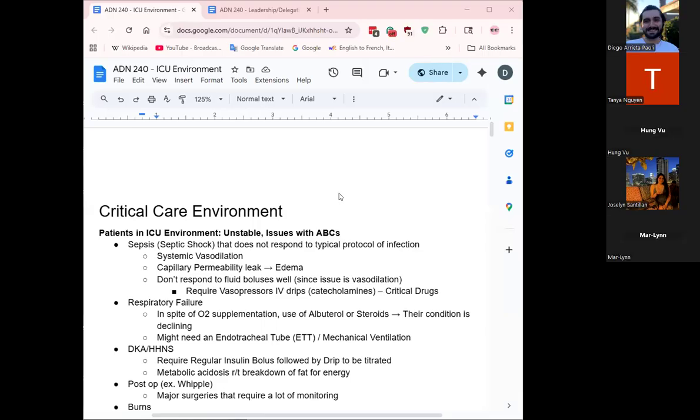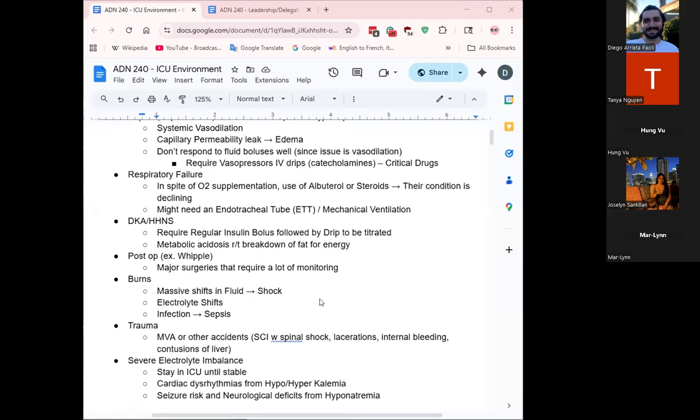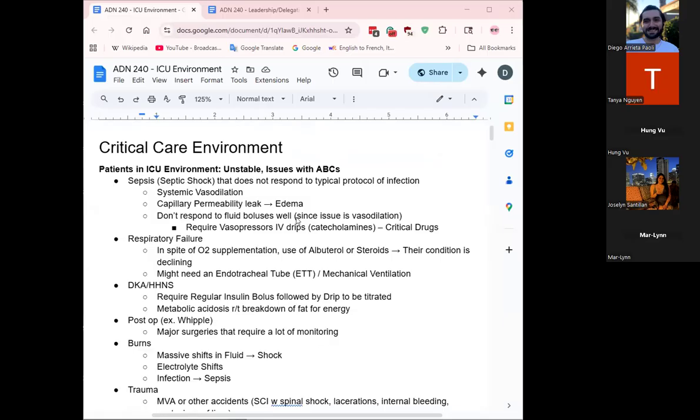Okay, so with the ICU environment, this is some of the things that you would expect to have in the ICU. The general idea is these people are going to be unstable, hemodynamically unstable. They're going to have issues with their ABCs. These are some examples of things you will see in the ICU. Hopefully, during your rotation, you'll get to actually go there to see what's going on. If you have any specific ICU questions, I would recommend messaging Kaylin because she works in the ICU, so she will have firsthand experience.